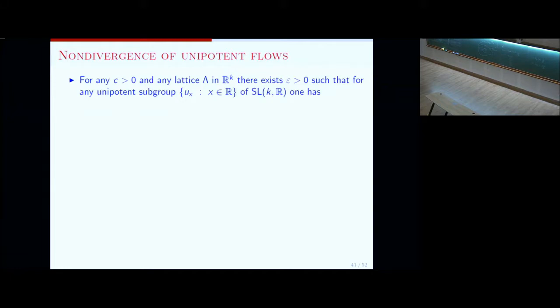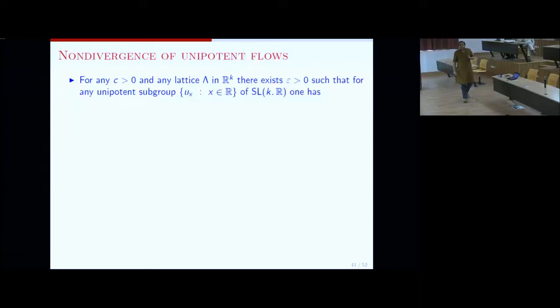And here's a nice theorem of Dani. It says, you take a number C, a lattice, then there exists an epsilon, such that for any unipotent group, you have the following estimate. The set of points in 0 to t for which the length of the shortest vector of the orbit is smaller than epsilon is not very large.